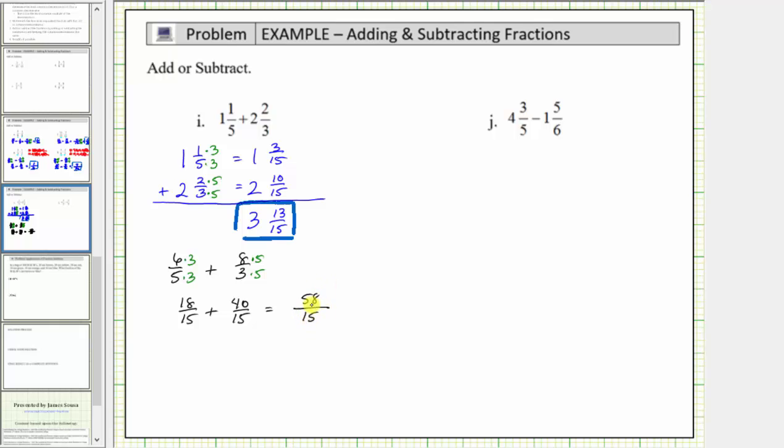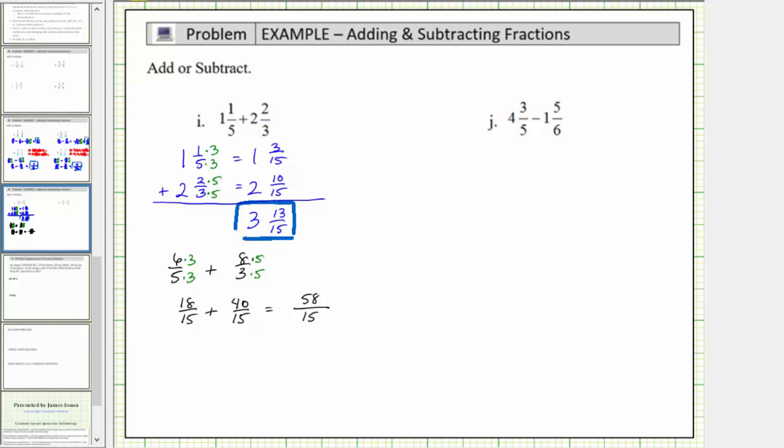Now this fraction is simplified because the only common factor between 58 and 15 is 1. However, it is an improper fraction. If it's okay to leave the sum as an improper fraction, we would be done, but typically, if the sum is given using mixed numbers, we return the sum using mixed numbers. Let's convert 58/15 to a mixed number to make sure we do get 3 13/15.